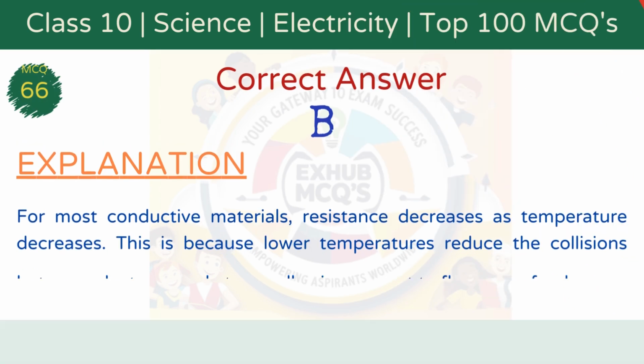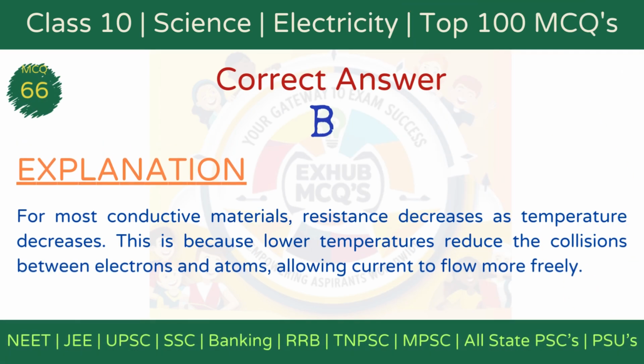The correct answer is option B, decreases. Explanation. For most materials, especially metals, resistance decreases as temperature decreases. This is because lower temperatures reduce collisions between electrons and atoms, allowing current to flow more freely.